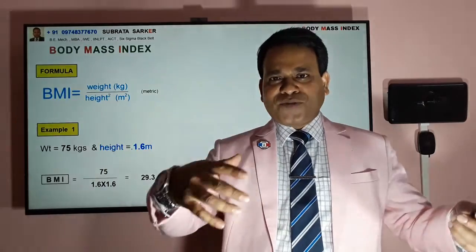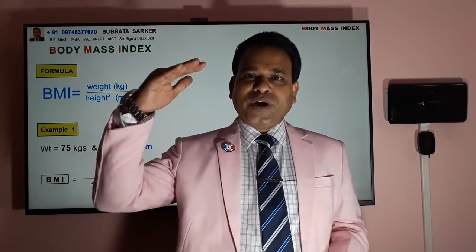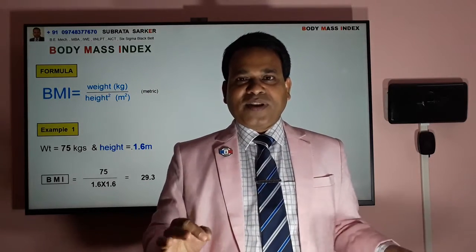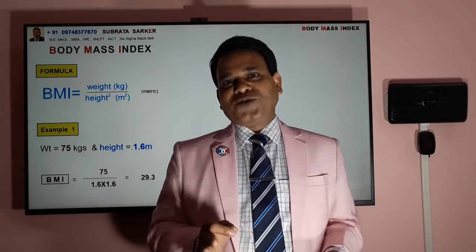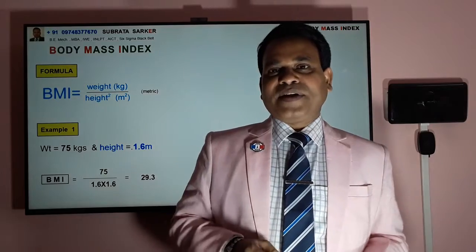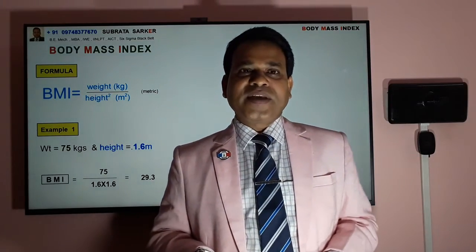There is also a formula called body mass index. This is basically your weight in kg divided by your height in meters squared. For example, say your body weight is 75 kg and your height is 1.6 meters, so your body mass index will be 75 divided by 1.6 divided by 1.6, that is 29.3.